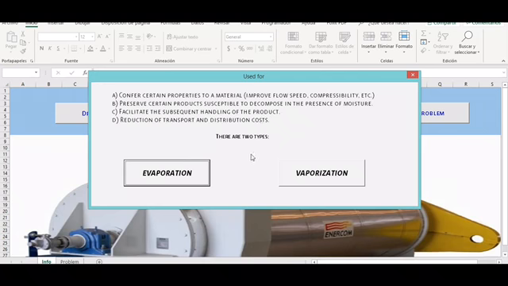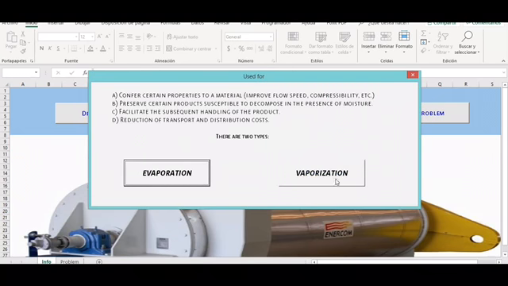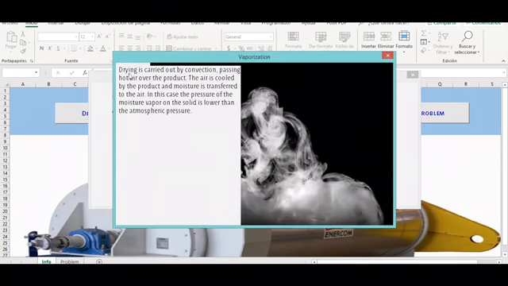We have two kinds. First, the evaporation. If we click on this button, we have a little description of how the vapor pressure of the moisture on the surface of this solid is equal to the atmospheric pressure, so it tends to evaporate the water. And the second one, vaporization, which is carried out by convection, passing hot air over the product.